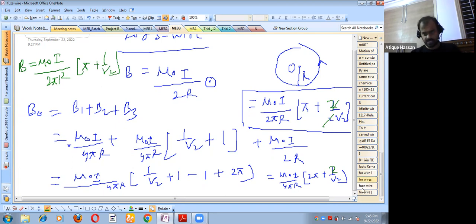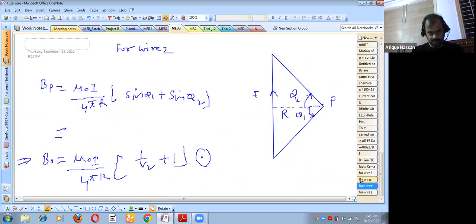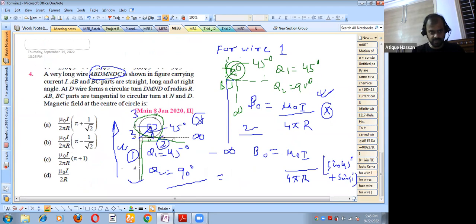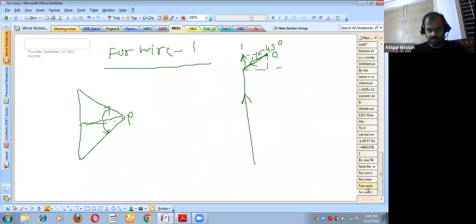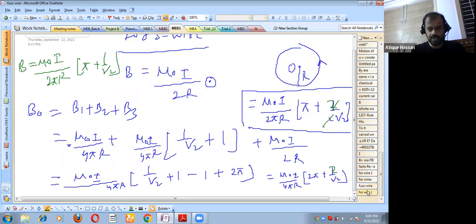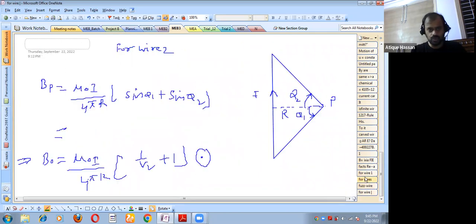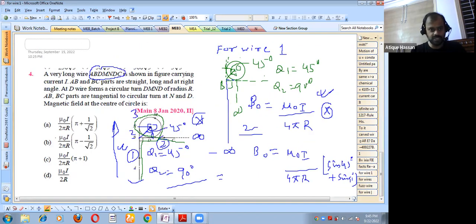This will be the net magnetic field. Let us check which option matches with this. We were getting mu naught I by 2 pi r, pi plus 1 by root 2. I think option 1 is matching with that: mu naught I by 2 pi r, pi plus 1 by root 2.